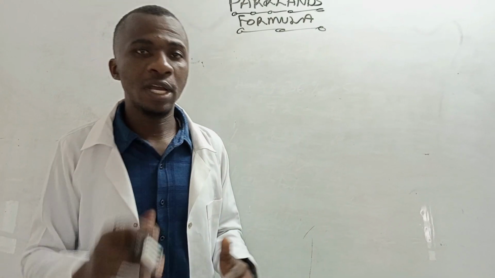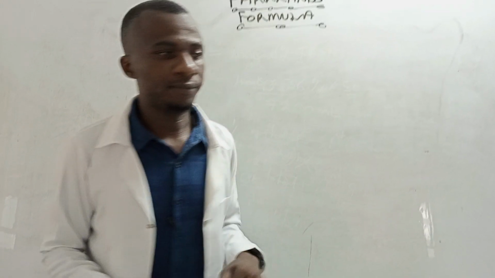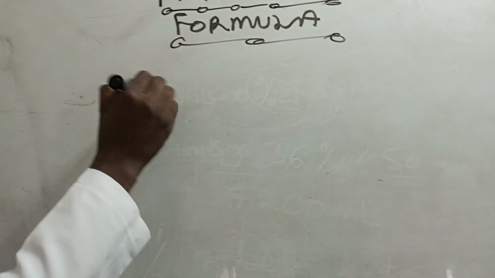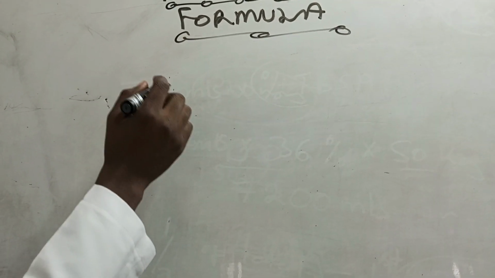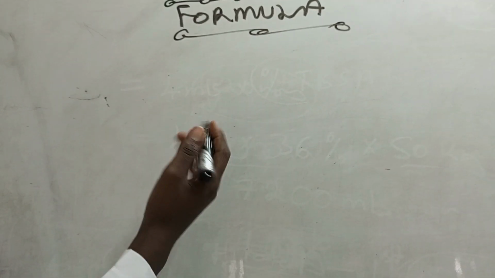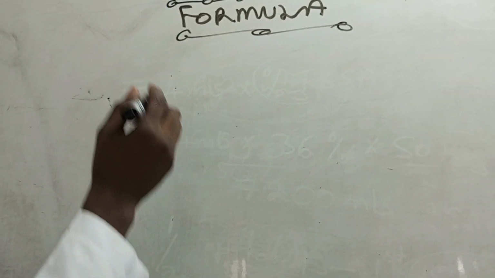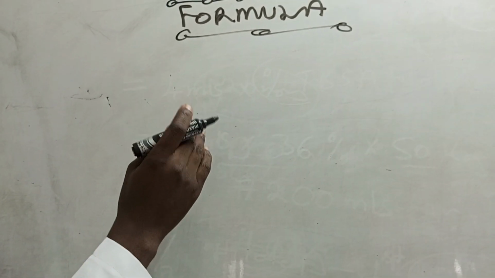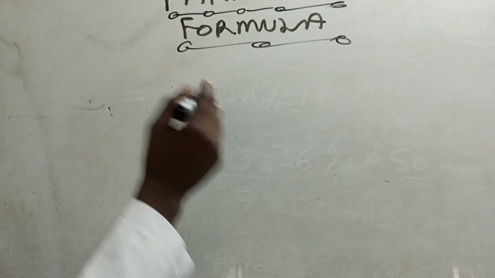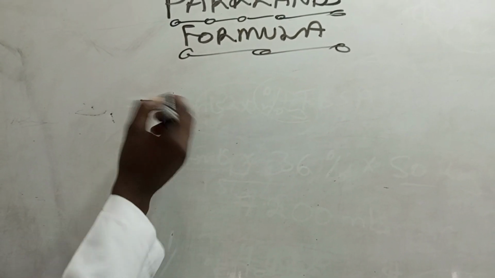Now, let's look at this example we have. The example we are going to use is the Parkland's formula. Now, what is the Parkland's formula? According to Parkland's formula, in terms of fluid replacement, this is the formula we use.